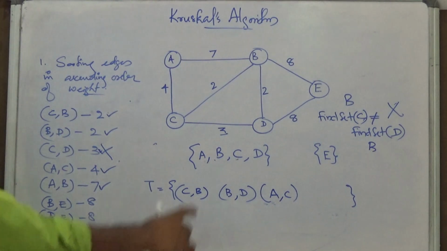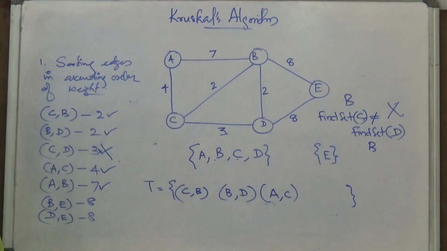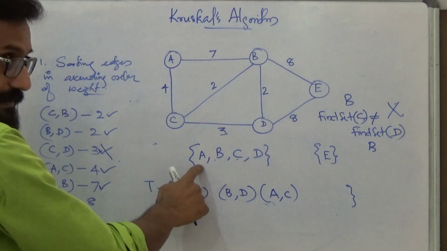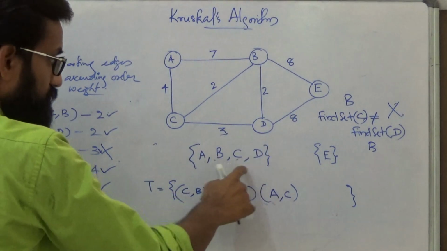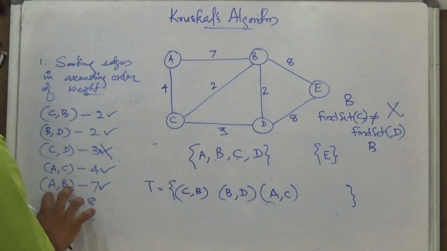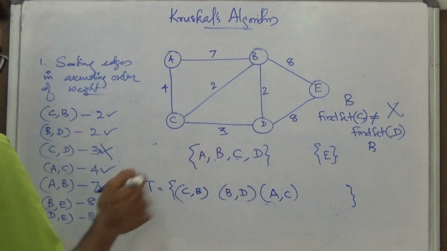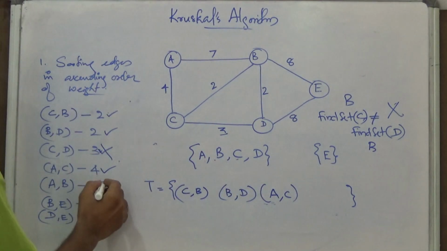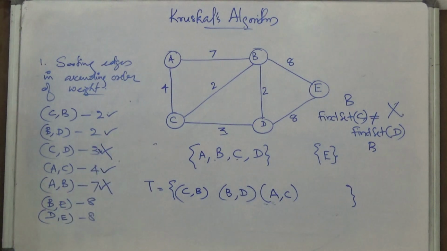Now you will be taking AB. So what about find set A? Find set A is A itself. Find set B, that is again A. So this indicates that A and B lie in the same set. So AB is not a safe edge.